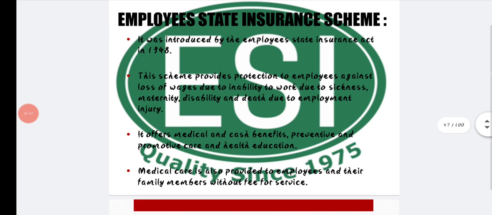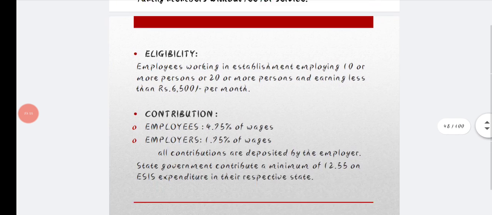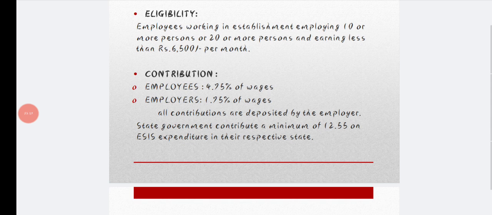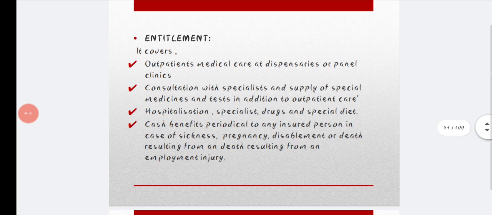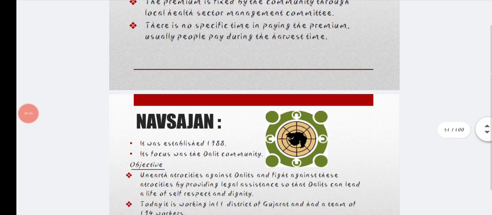Moving to the ESI, the Employees' State Insurance Scheme. We have seen this already. It was formed in 1948 and is given to employees, and the benefits come under sickness, maternity, disability, and death benefits. The eligibility and contribution, everything we have seen already, entitlement also, even the reimbursement.